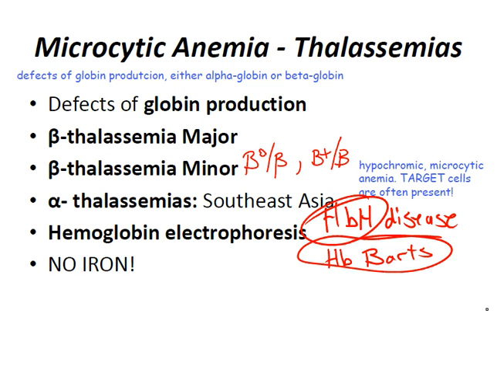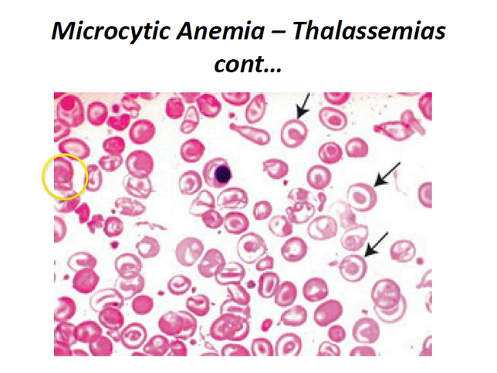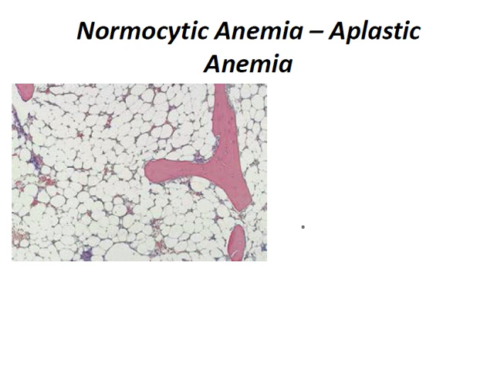So the best diagnostic test for thalassemia is hemoglobin electrophoresis. And you do not treat these patients with iron. No iron for thalassemia patients. All right, here's some examples of target cells. Right there, see how it looks like a target. And then we already talked about the crew cutter period.